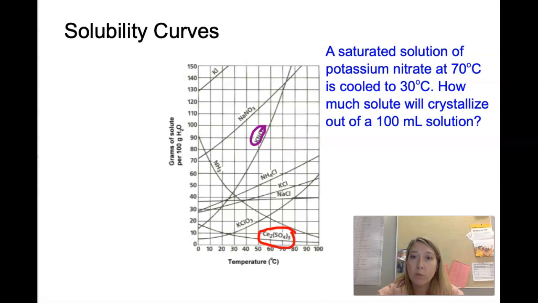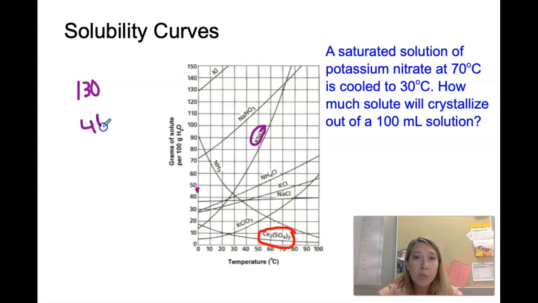Okay, so 70 degrees, I'm going to look at it. The potassium nitrate is probably right around here. So we're looking at 130. That's how many grams of potassium nitrate I could dissolve in 100 ml of water. So now we cool it to 30. So 30 is here, and we're going to read up and come across. Okay, definitely open to some interpretation because you are reading a graph. For 30 degrees, potassium nitrate, I'd probably say that it's around 46, let's say.